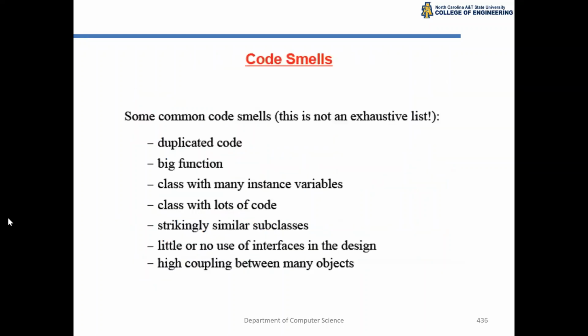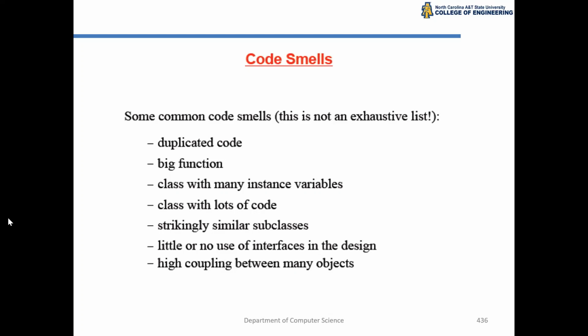Okay, some code smells, as I mentioned before. When you see the smell, you see duplicated code, right? You see the big function, classes with many instance variables, classes with lots of code, similar subclasses. You can see there's no use of interfaces; that's another thing, you can extract the interface. High coupling between objects: when you have high coupling, you see that possibly one class has many methods and they're all connected, so one class is connected to many other classes. So these are some common code smell examples.